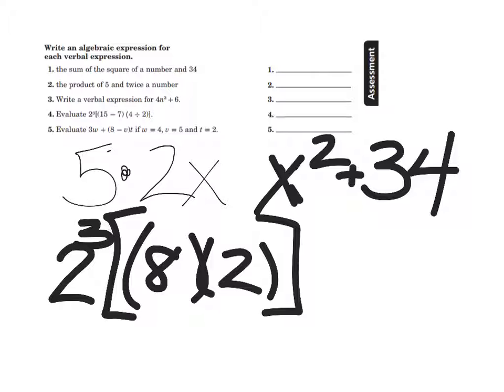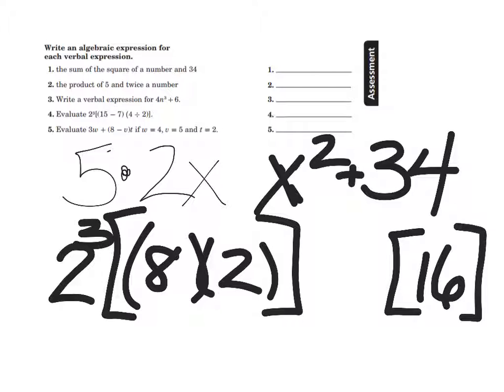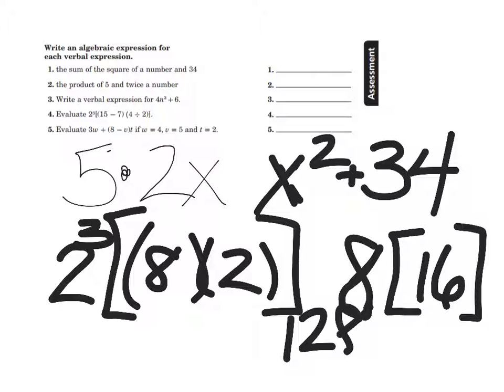8 times 2 would be 16. And then that is going to be times 2 to the third. So that's 2 times 2, which is 4, times 2 is 8. There we go. And then finally, 8 times 16. Let's see, 8 times 10 is 80. 8 times 6 is 48. I believe that's 128. There you go.